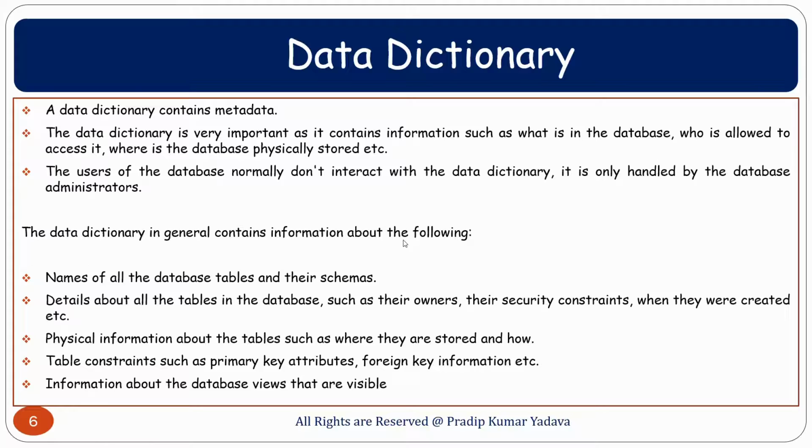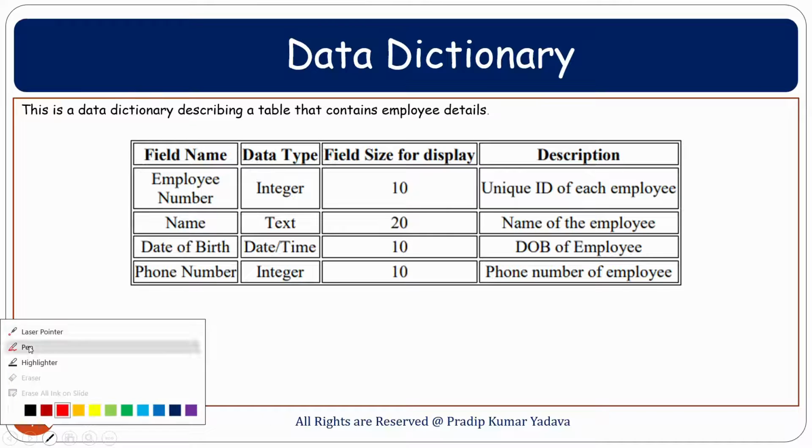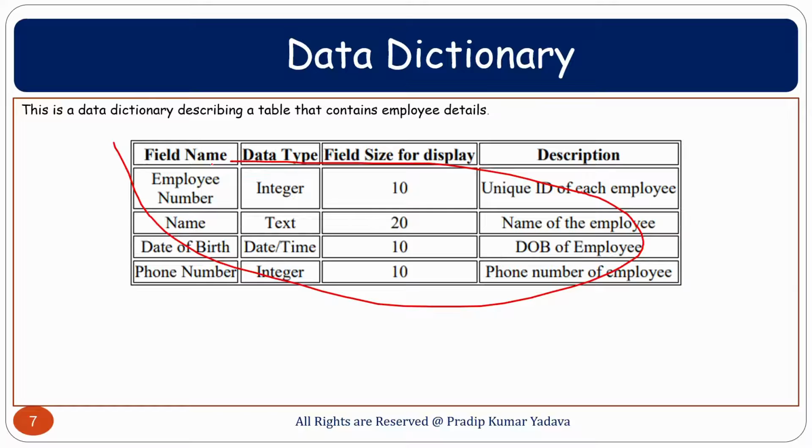So the data dictionary in general contains information about the following: names of all the database tables and their schemas, details about all the tables in the database such as their owner, their security constraints, when they were created, physical information about the tables such as where and how they are stored, table constraints such as primary key attributes, foreign key information, and information about database views that are visible. And here you can see an example of a data dictionary. By using this table, we can find all the information about a particular table.